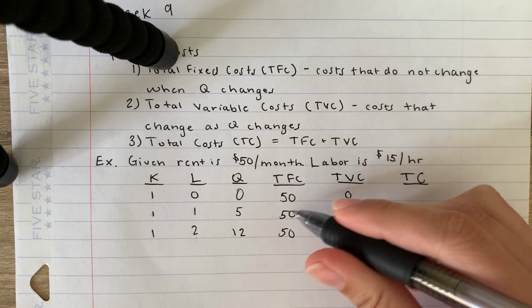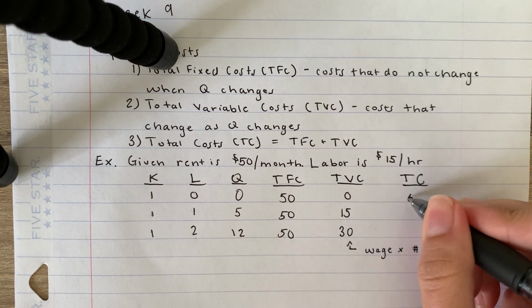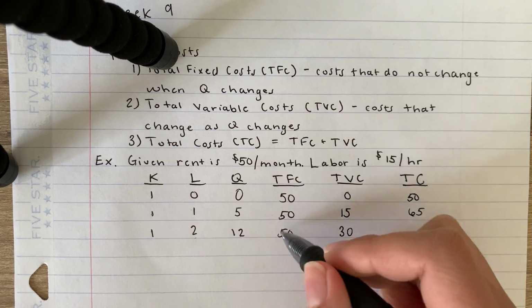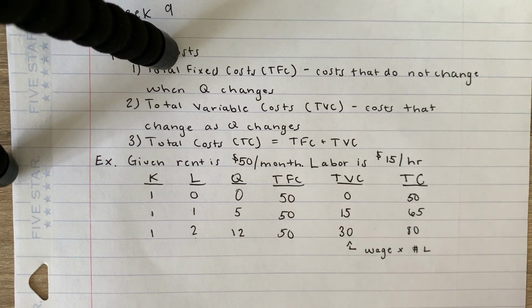And then total cost is easy. It's just these two added together. So it's 50 plus 0 is 50. 50 plus 15 is 65. 50 plus 30 is 80. All right, and then from there it gets a little bit more complicated.